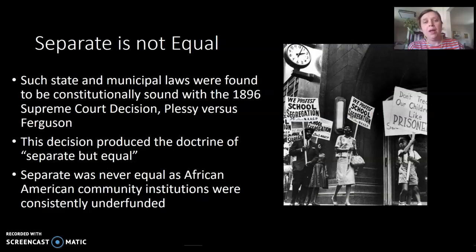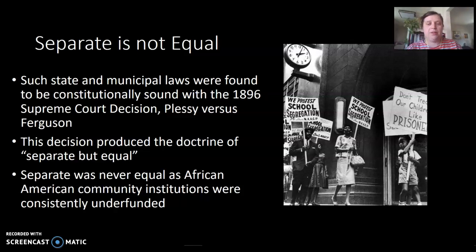Okay, so when we're thinking about these state and municipal laws, we are curious to think, so how do these work, right? Are they constitutionally sound? And essentially what happens in 1896 is that the Supreme Court decision, Plessy versus Ferguson, establishes another, more firm green light for the establishment and the constitutionality of these laws. Okay, so this produces that doctrine that we may have heard of that is separate but equal. So this mandates the creation of separate but equal public accommodations. And as we probably know, right, separate was never equal.